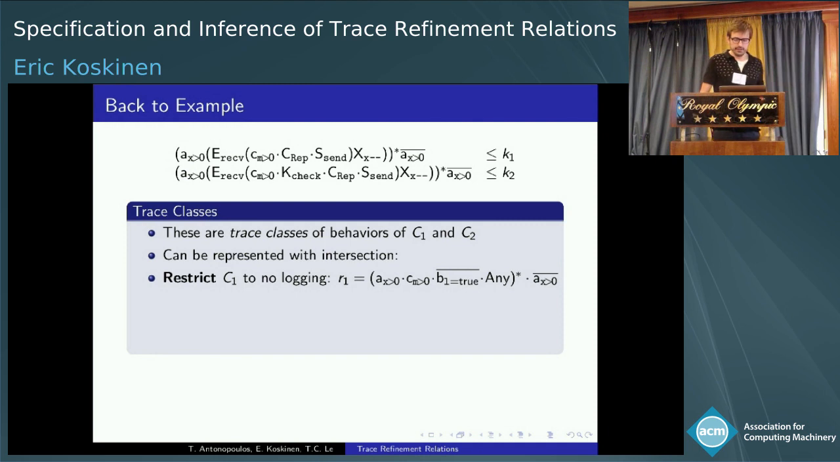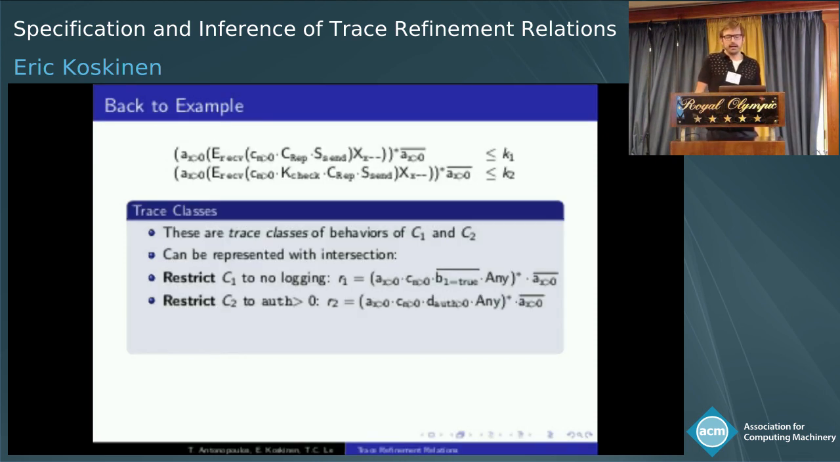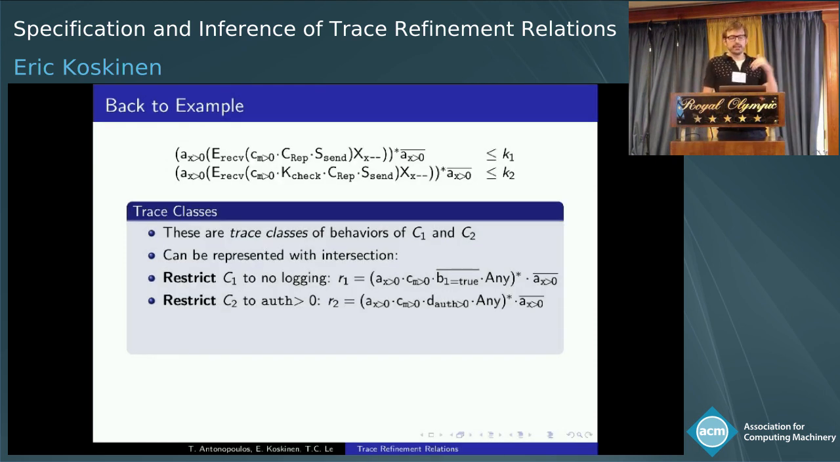I won't go through the details of that. But we can similarly restrict the other program to say "always authentication succeeds." And we can write down the corresponding cat expression that corresponds to that. So what we can do is take these restrictions, they're kind of like filters, and intersect them with the original program's cat expression. And ask the question, is it contained within the other?